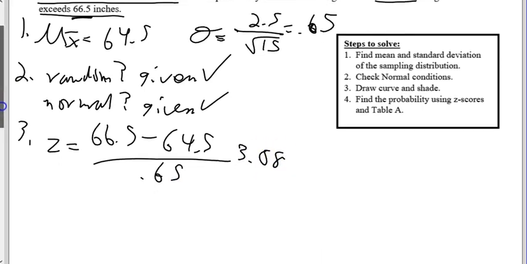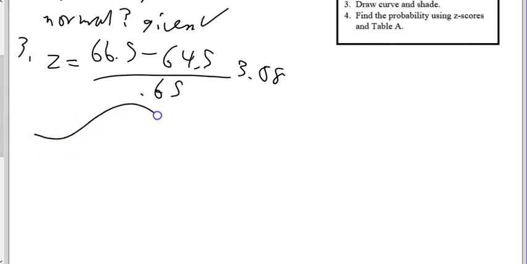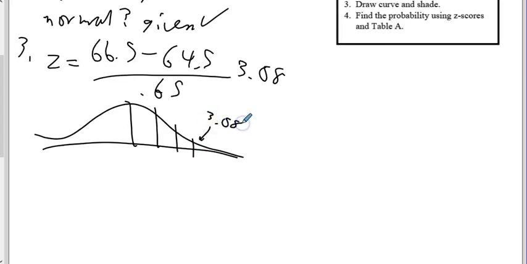Now we're going to map that out simply. And we're going to say 0, 1, 2, 3. Where's 3.08? Out there. And since it said exceeds, we're just going to make a little line and shade that little part right there. Tiny, tiny amount. You can see it on the map. Tiny.